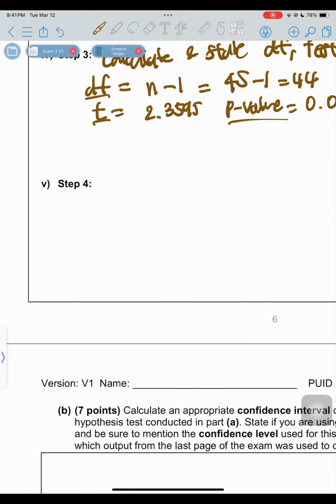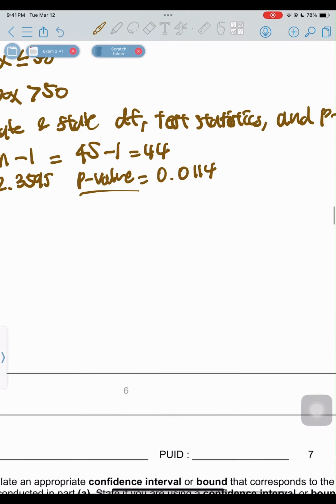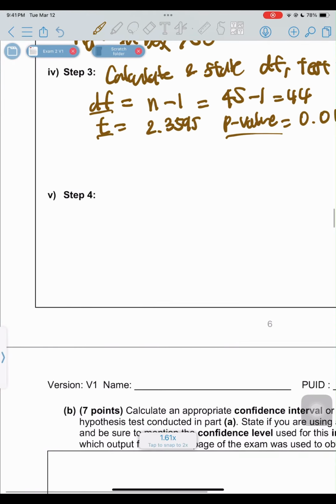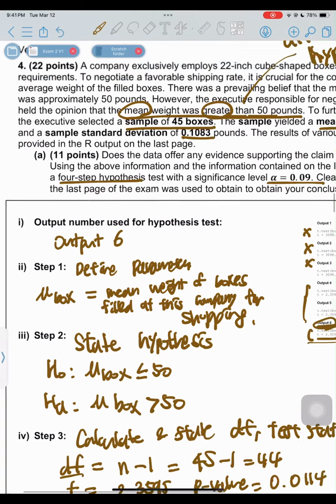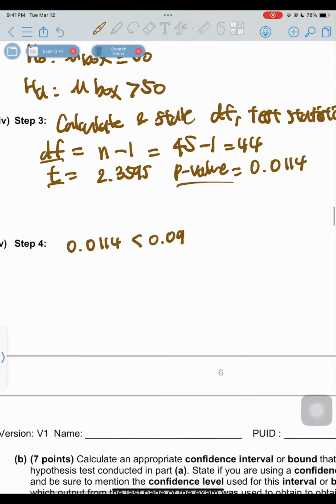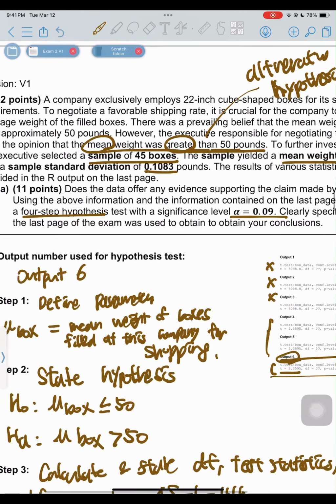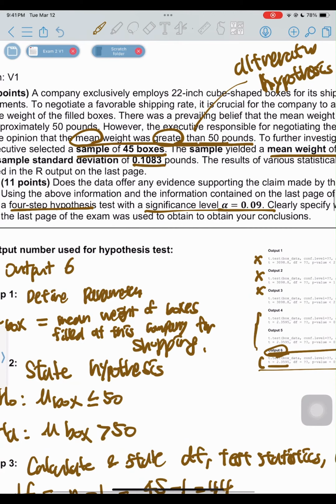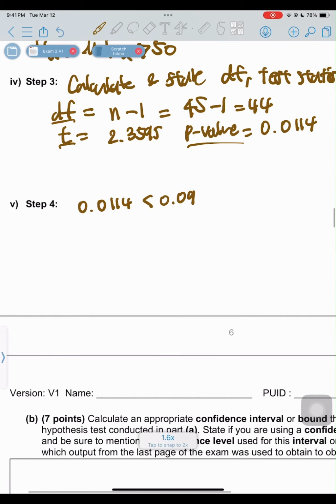Now we have to decide whether we're going to reject or not. The p-value we're given is 0.0114, and that is smaller than 0.09, right? If the p-value is smaller than the given significance level, we say that we are rejecting the null hypothesis.